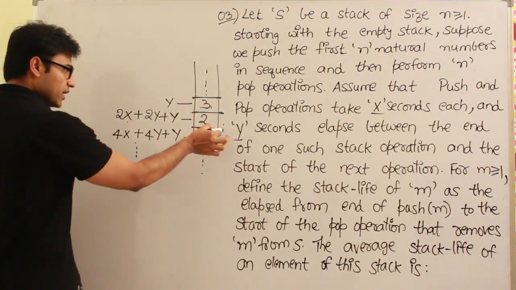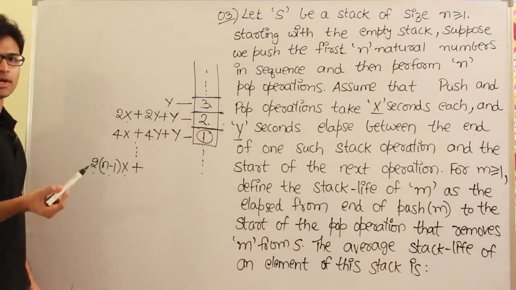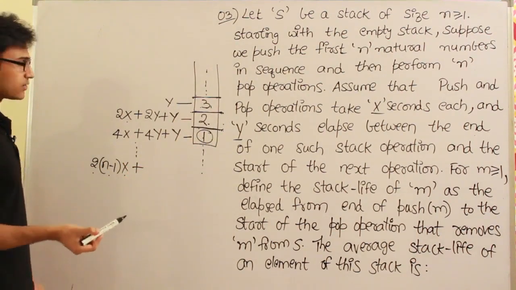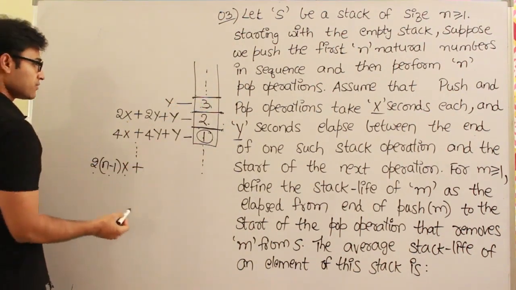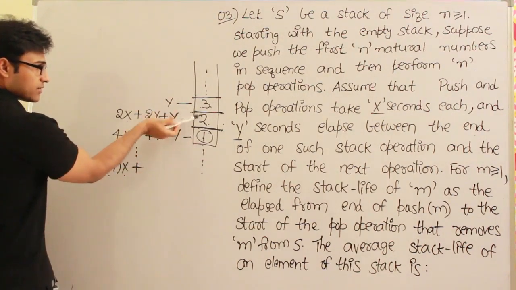And then every line is going to contribute to a time of 2y. So how many lines will be there? N minus 1 lines will be there if you count it, isn't it? See, above 1, how many lines are there?